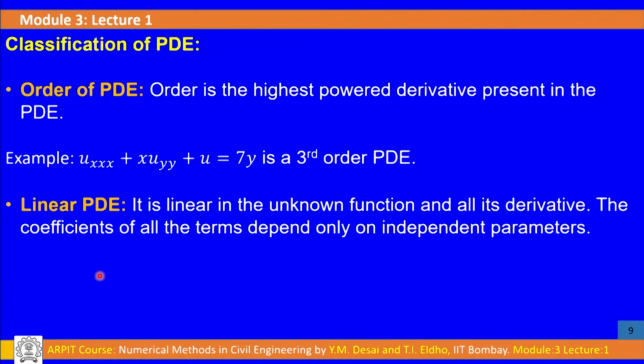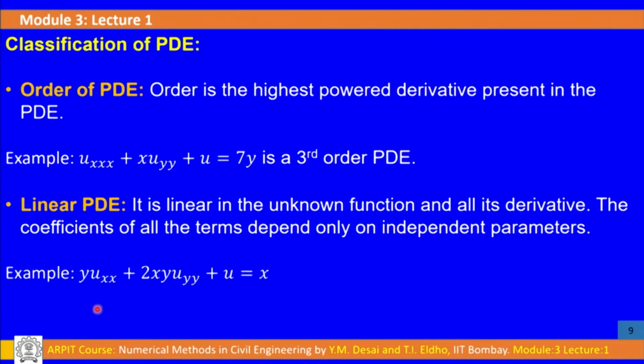A linear partial differential equation is that equation which is linear in the unknown function and all its derivatives. The coefficients of all the terms depend only on independent parameters. So, that is how we identify whether the given differential equation is linear or not.